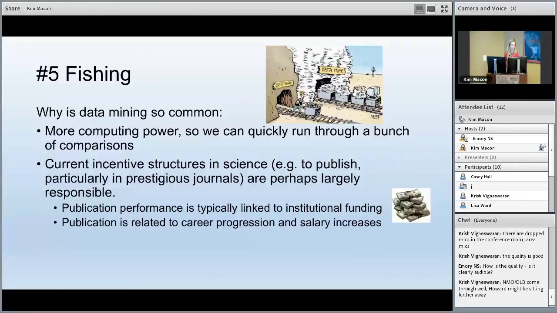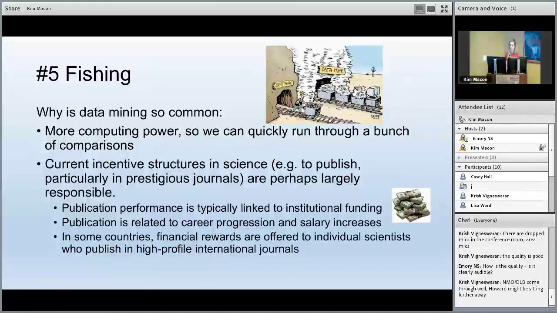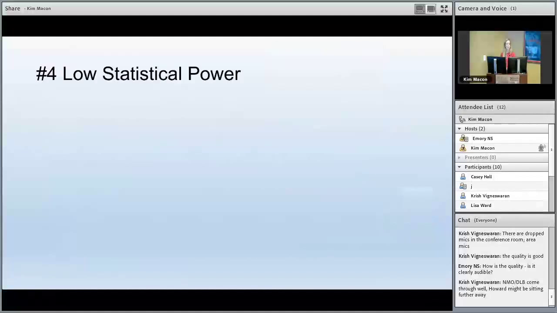Publication performance is linked to institutional funding. It's linked to career progression and salary increases. And actually, in some countries, they give financial rewards to their employees who publish in high-profile international journals. So you feel this pressure, whether it's financial or career motivated, to get out papers, right?